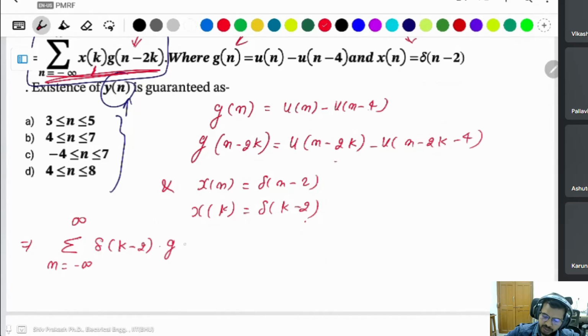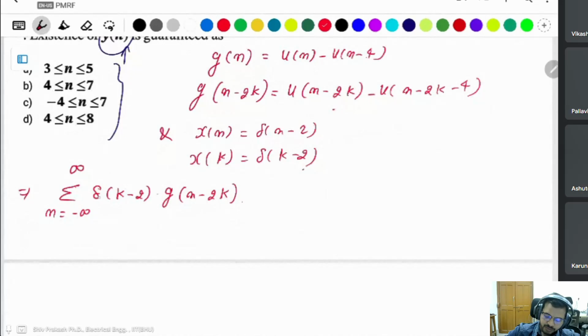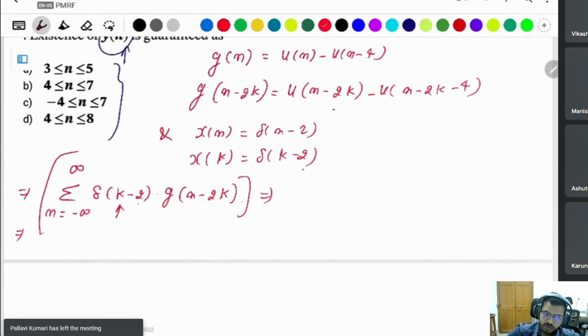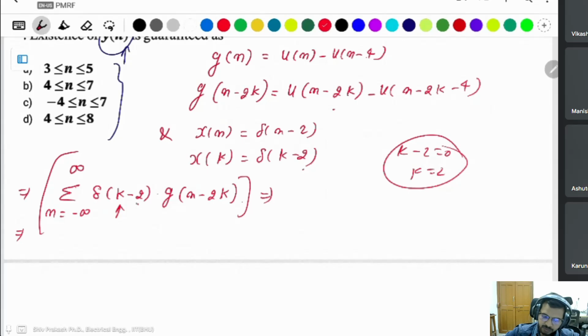g[n minus 2k] is this one. Simply I wrote first of all g[n minus 2k]. Because of the delta, the property of this delta function, in place of the value k, paste 2. Take k minus 2 equal to 0, k is equal to 2. Then the summation will be gone. This will be g[n minus 2k] with k equal to 2. Then this will be g[n minus 4].